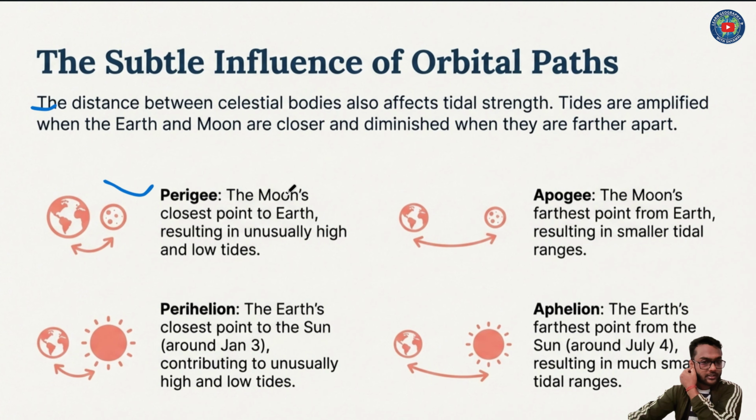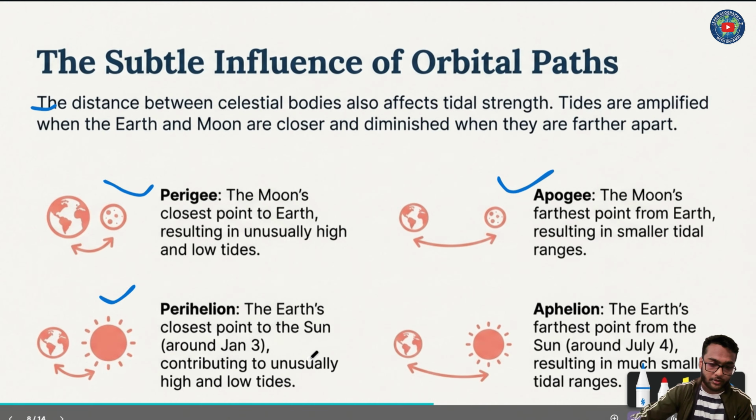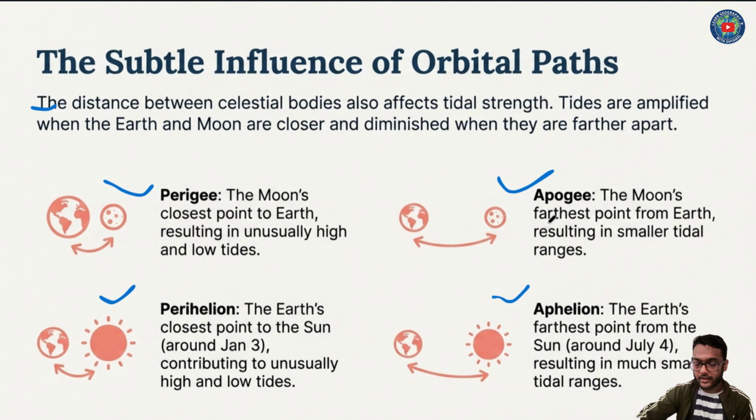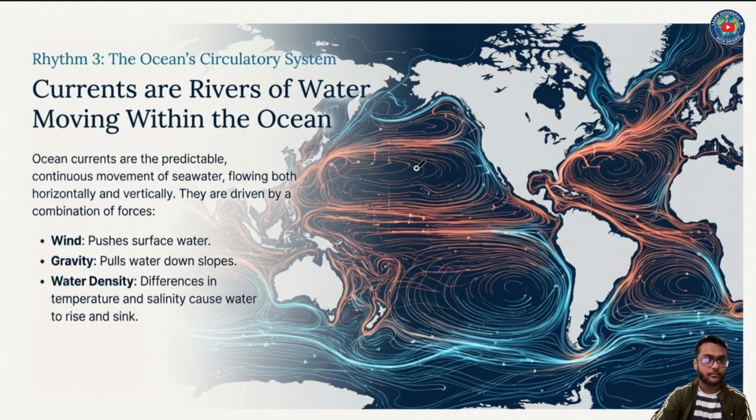Perigee means the moon's closest point to the earth, resulting in unusually high and low tides. Apogee means the moon's farthest point from earth, resulting in smaller tidal ranges. Perihelion, the earth's closest point to the sun, around January 3, contributes to unusual high and low tides. Aphelion, the earth's farthest point from the sun, around July 4, results in much smaller tidal ranges. Okay, this is perigee, apogee, perihelion, and aphelion.